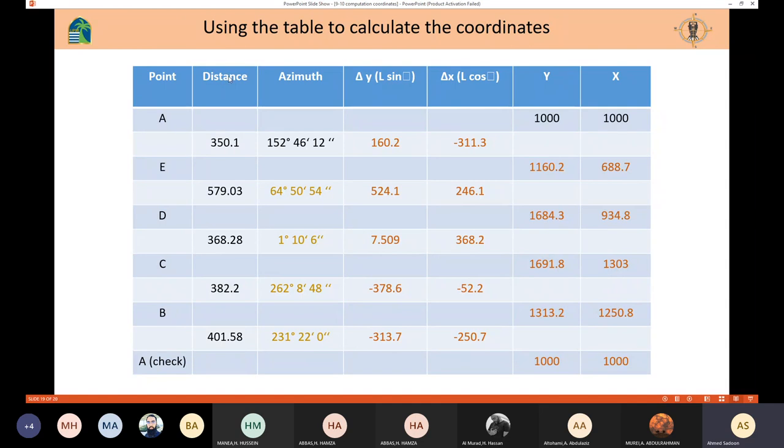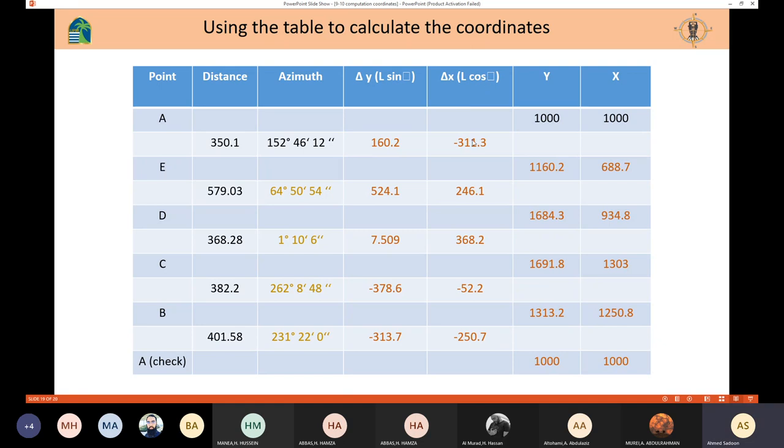And then the distance is going to be written between the two points. For example, for the line AE, here we have the distance between the point A and the point E. And here we have the azimuth for the line AE. Then we are going to determine the departure. Remember, delta Y represents the departure. And the departure is the distance times sine the azimuth. This one represents the azimuth. And also, I'm going to determine the latitude, delta X. The latitude represents L cosine the azimuth.